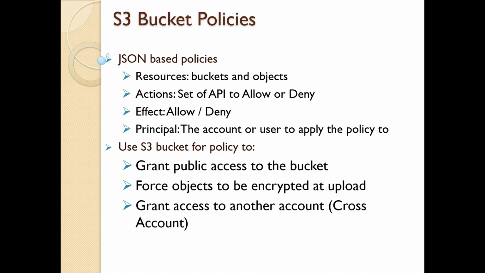So this is what we saw, the bucket policy. They are all JSON based policy. You have a resource, buckets and objects. You have action, whether it will be a set of APIs to allow or not. It's like we saw S3 colon star, all actions, or S3 colon get object, only one particular API. Effect, either allow or deny. Principal means who can access this, right? You can specifically give one account or a user, or you give star, everybody will be able to access.